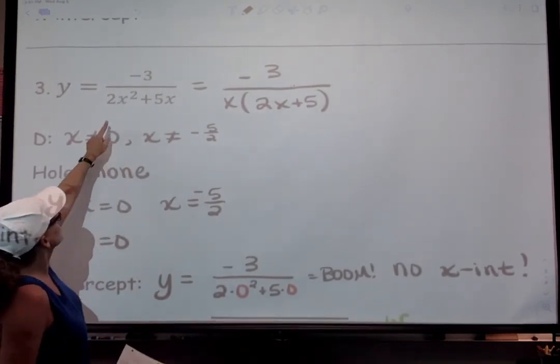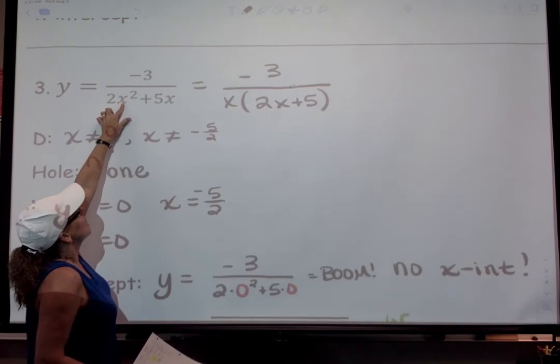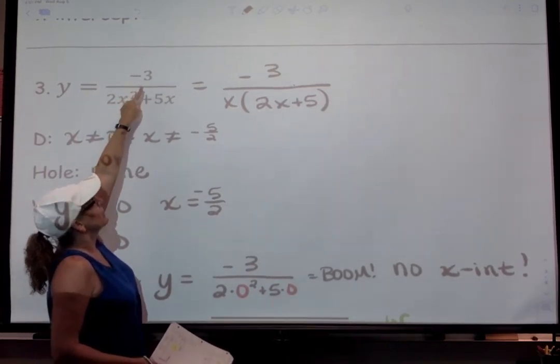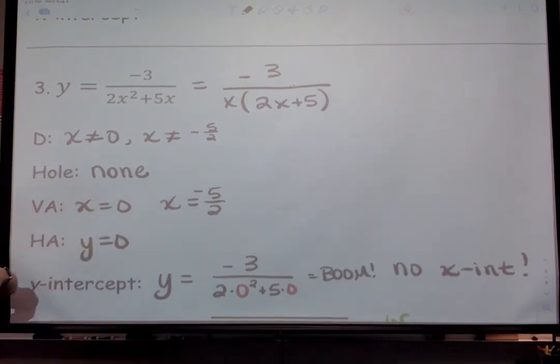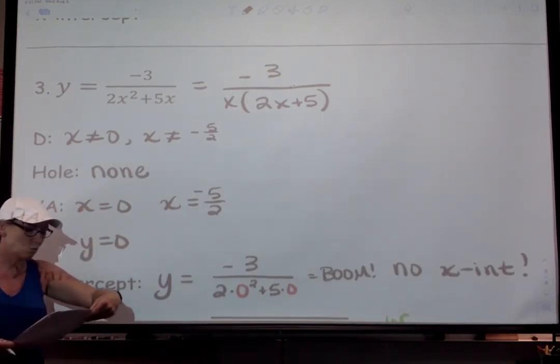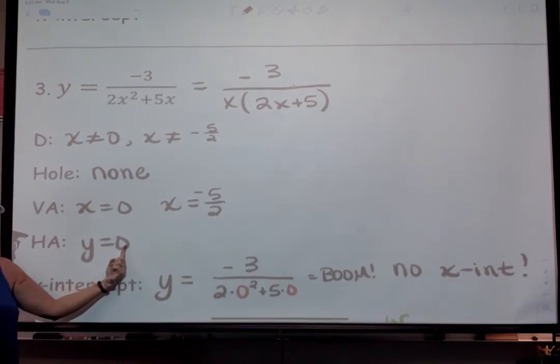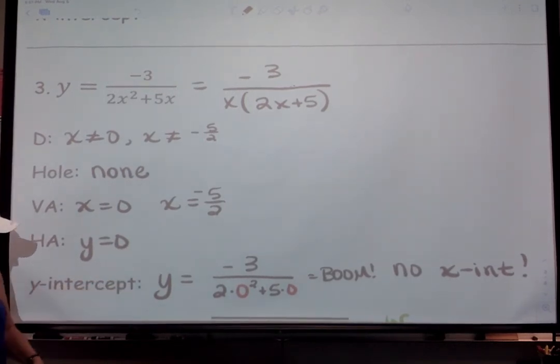Horizontal asymptotes. Well, my denominator degree is bigger than my numerator degree. I think that is called case 1. We're going to have a horizontal asymptote at y equals 0.